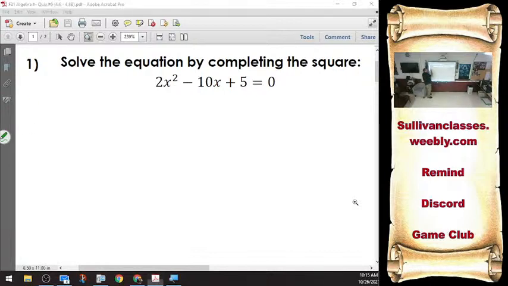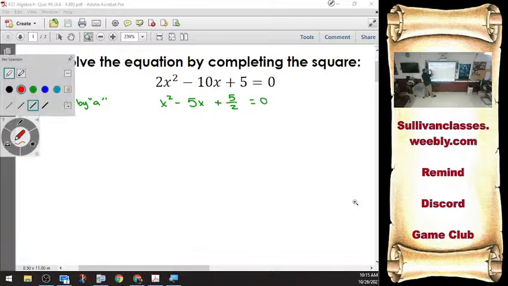Step 1. No, I mean, if I'm factoring, yes. Okay, remember that steps 1 and 2 were interchangeable, or you could even do them at the same time. But divide by a. So I'd have x squared minus 5x plus 5 halves.